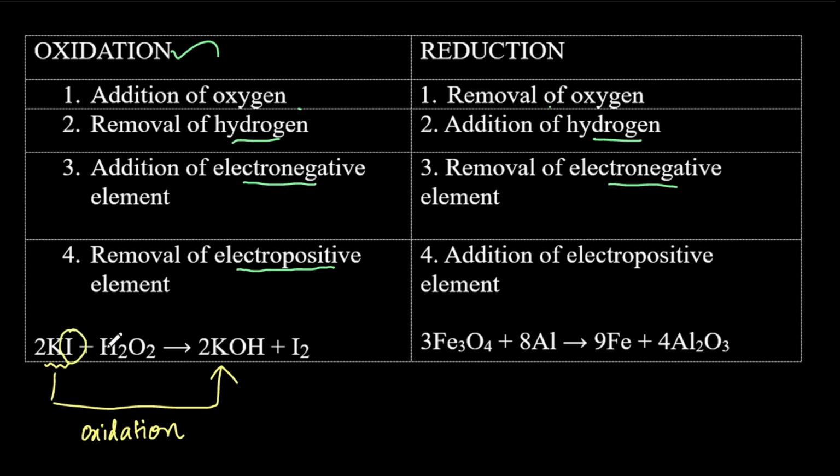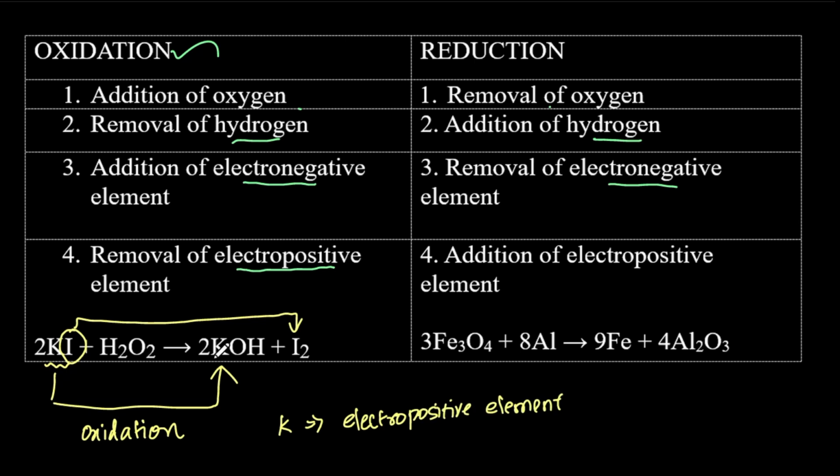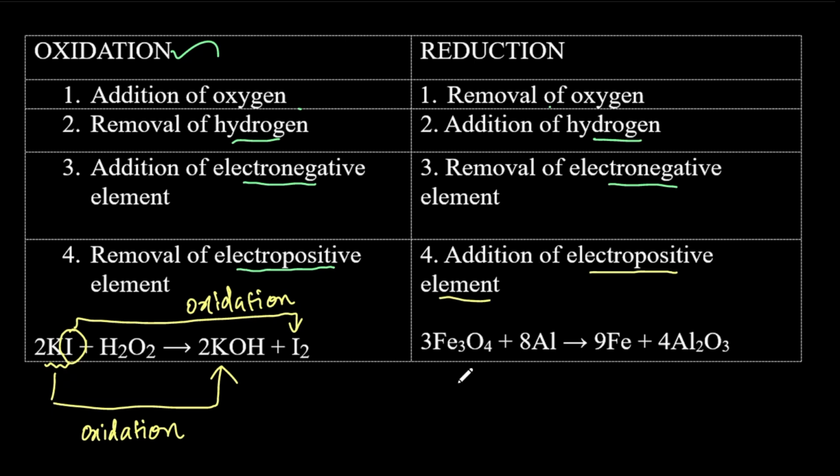Now you see iodine. What happens to iodine? For iodine, potassium is removed and it is converted to I2. What is potassium? Potassium is an electropositive element. So when an electropositive element is removed, it is also called oxidation. So this is the fourth definition of oxidation. Now see reduction. The fourth definition of reduction is addition of electropositive element. See the equation, 3Fe3O4 plus 8Al gives 9Fe plus 4Al2O3. The metal oxide is converted to the metal. Removal of oxygen. What is removal of oxygen?